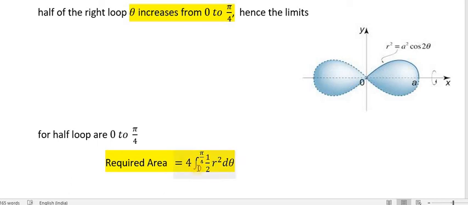Hence, the required area is equal to 4 integral 0 to pi by 4 half r square d theta. Now, substitute for the r square. So, you get 4 divided by 2, it is 2 integral a square cos 2 theta d theta, since r square is equal to a square cos 2 theta.